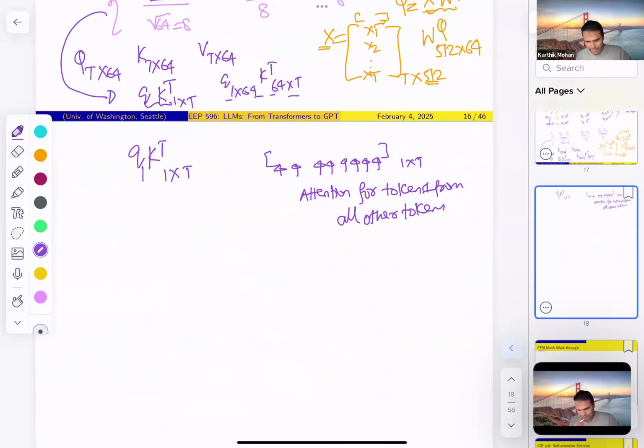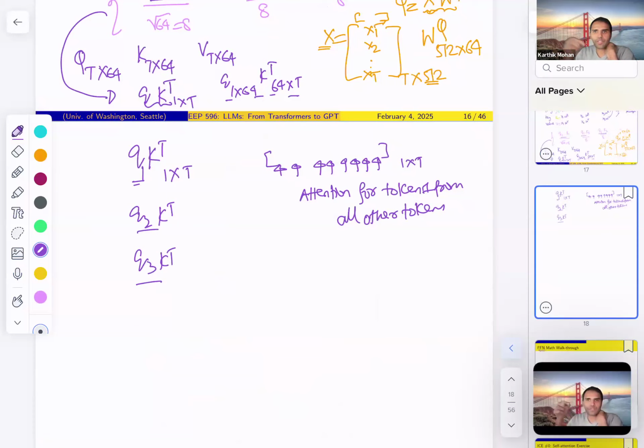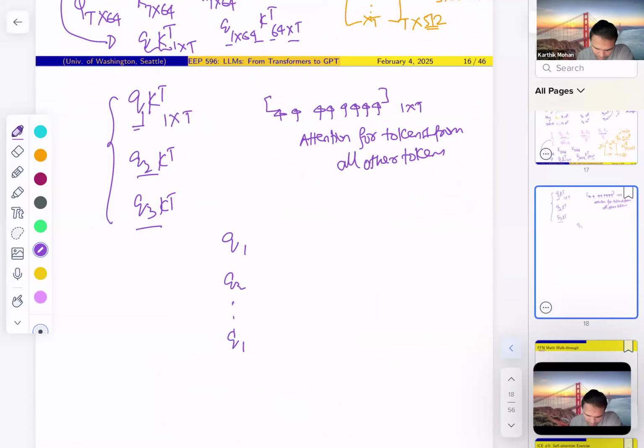Going back here, Q1 times K transpose is 1 by T. Now I want to do it for Q2 times K transpose, and for Q3 times K transpose. Each of these tells you the contribution of all the tokens to token 1, token 2, token 3. That's the self-attention. Now, how do I stack all of this into a matrix? You can just stack it this way: Q1, Q2, up to QT becomes a matrix, and then K transpose. Q1 K transpose gives you one row vector, Q2 K transpose gives you another row vector. When you multiply two matrices, you take the first row of the first matrix, multiply by the whole second matrix, and get a row vector, and the same for every row.